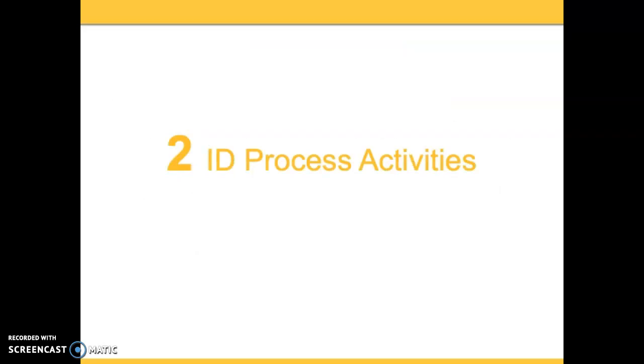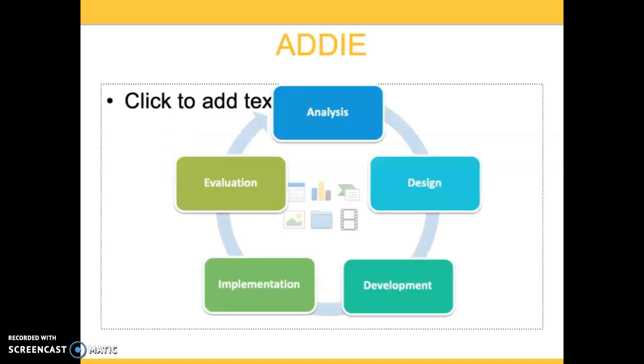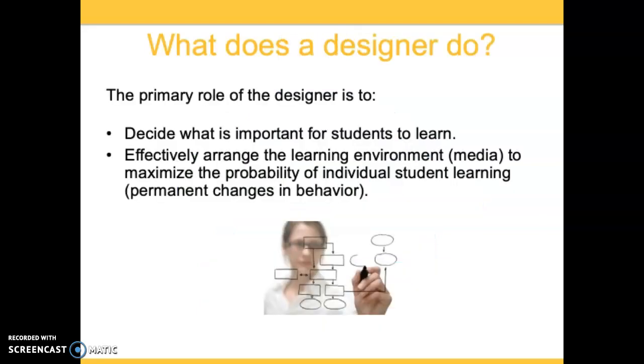And now let's look at the ID process activities. So this is the ADDIE framework, which is a systematic 5-step process that includes analysis, design, development, implementation, and evaluation. There are other models created by different researchers that are based on the phases of ADDIE.